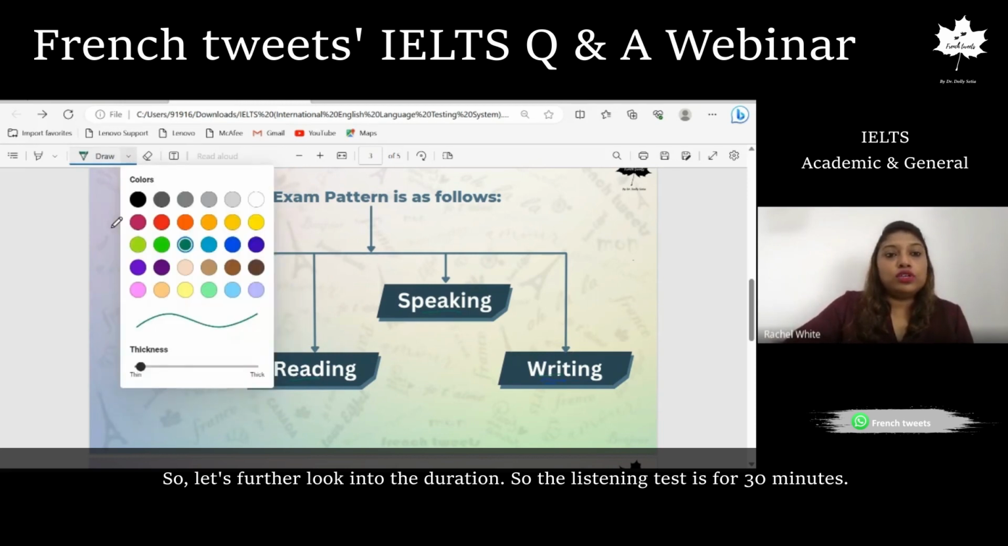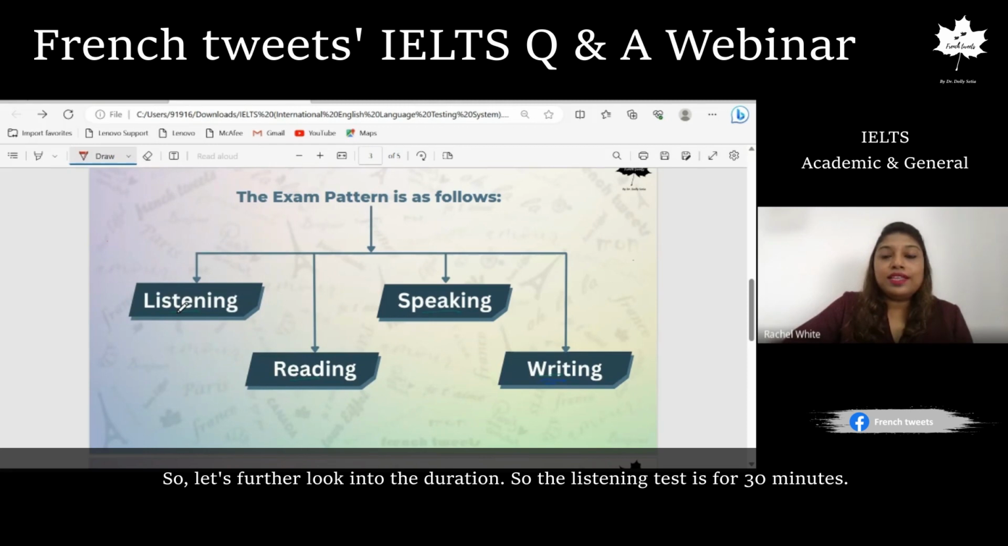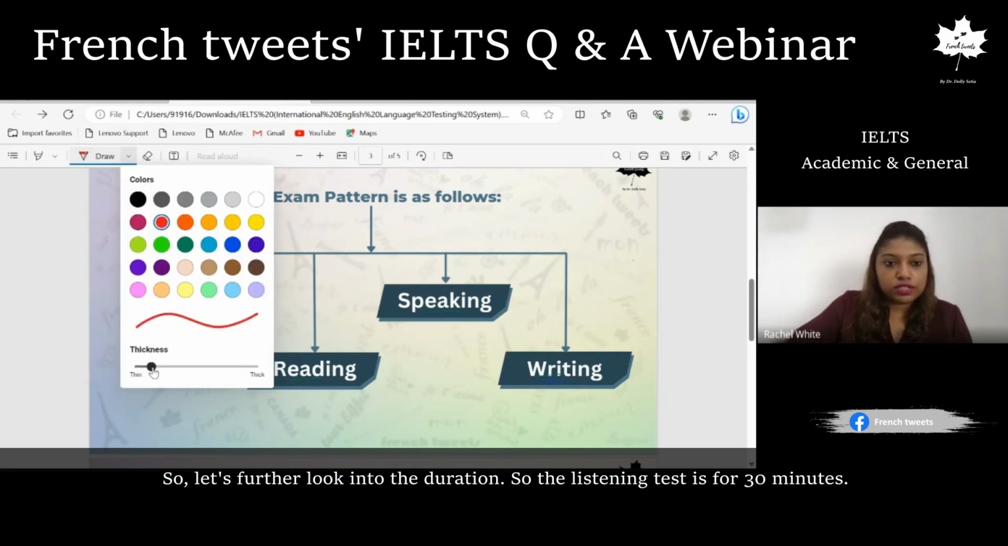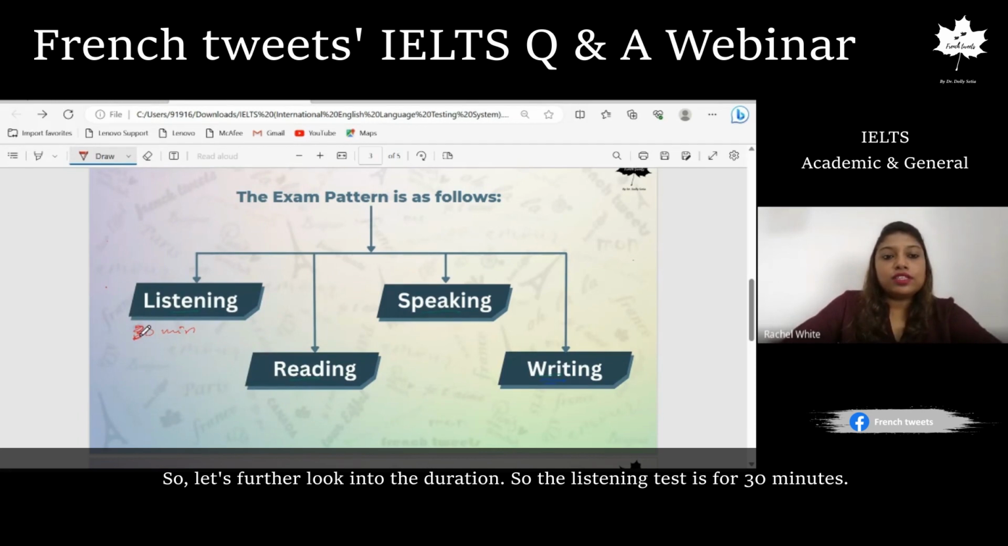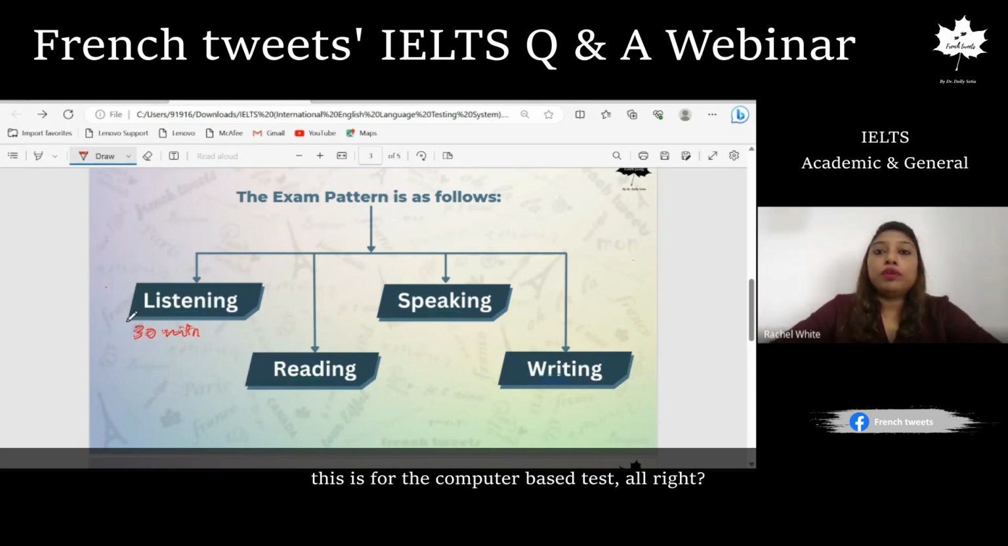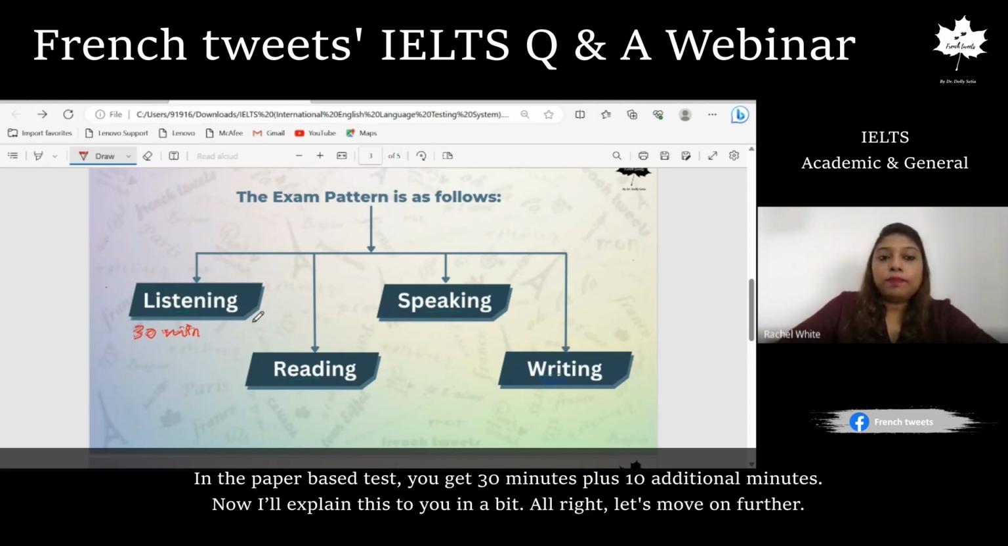So let's further look into the duration. So the listening test is for 30 minutes. Okay, 30 minutes. Just a minute. We change this. Yeah. So the listening test is for 30 minutes. Now, this is for the computer-based test. All right. In the paper-based test, you get 30 minutes plus 10 additional minutes. Now, I'll explain this to you in a bit. All right. Let's move on further.